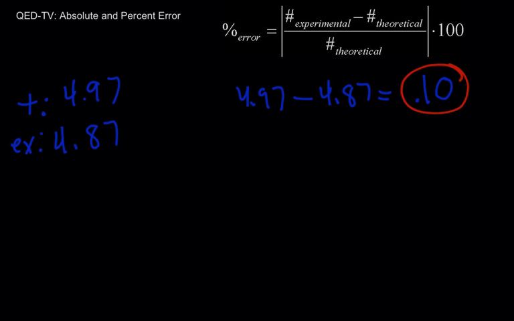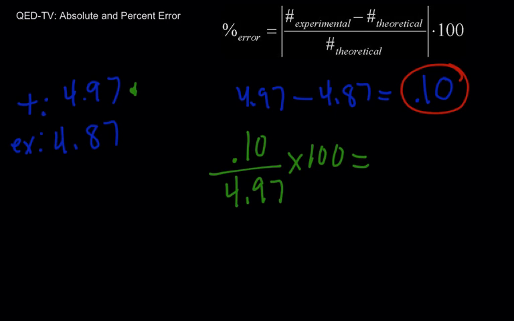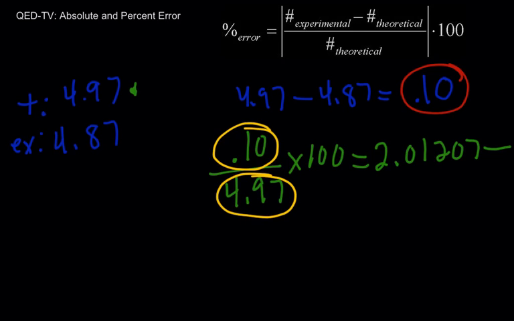Okay, so now my percent error means I take my absolute error, 0.10, divide by my theoretical value, 4.97, and take it times 100. And if I do that, 0.10 divided by 4.97 times 100, I get 2.01207, a whole bunch of things. Your calculator doesn't know what you're doing. You need to know what you're doing. So you'll see here in this one I have 2 sig figs. In this one I have 3 sig figs. Remember, we're not worrying about the 100 because the 100 is a number. It's not a measurement, so we don't apply it.